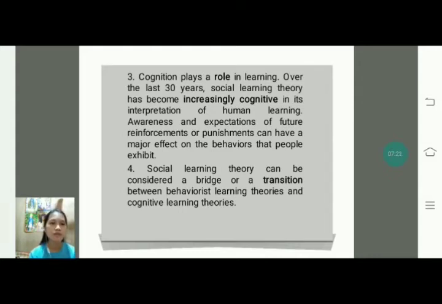So, number 4, social learning theory can be considered a bridge or a transition between behaviorist learning theories and cognitive learning theories.